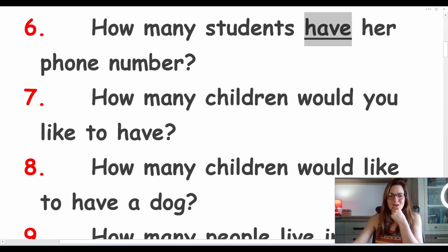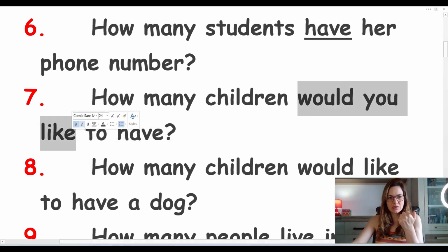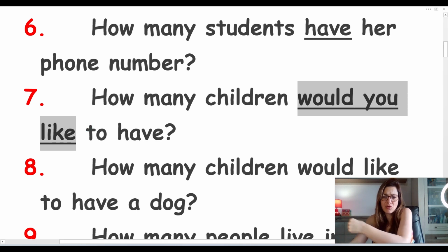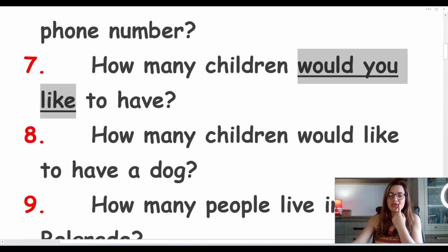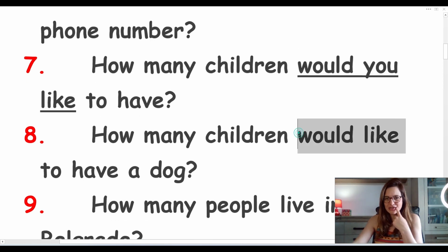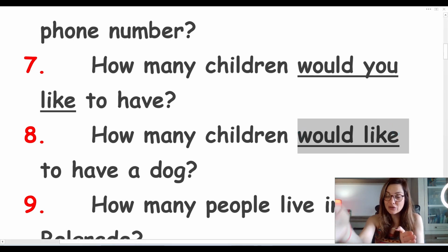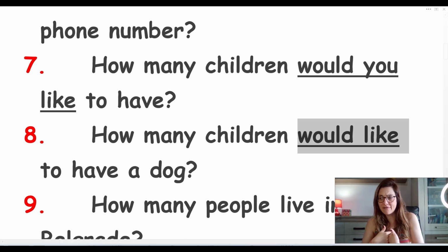How many children would you like to have? I would like to have 2, 3, 4, or none. How many children would like to have a dog? Would you like to have? You are the subject. I would like to have 1, 2, 3, or none.